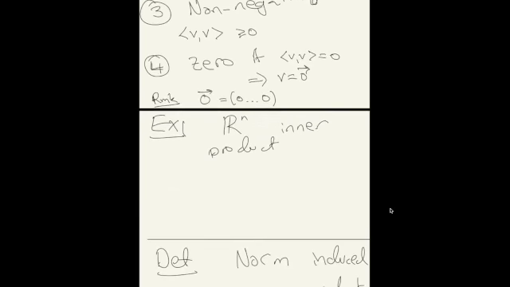So in Rn, the most common inner product that you choose is the so-called standard L2 inner product. And it's defined as a sum depending on the components. So we have to label the components. v is the vector of v1 through vn. w is the vector of w1 through wn. And the inner product is defined as the sum of vi times wi.